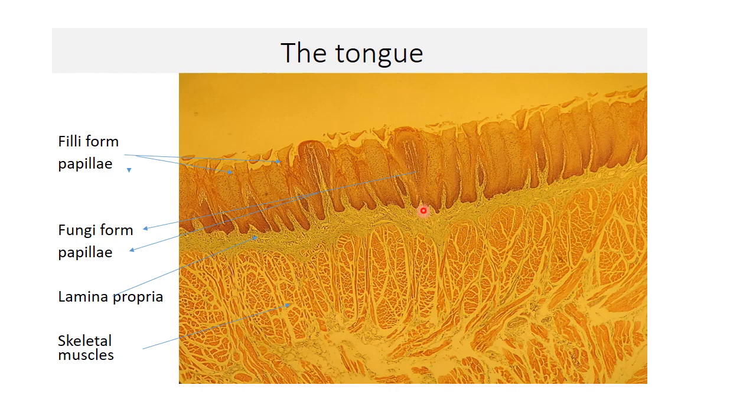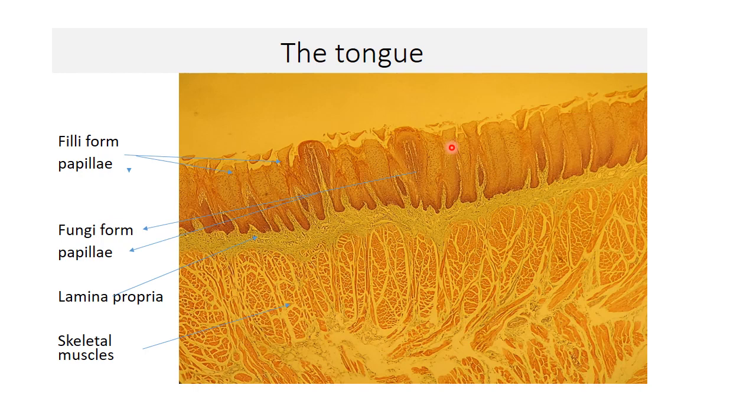In the upper surface of the tongue, as I said, there is the stratified squamous epithelium with papillae. Here you can see two types of papillae. First, numerous thread-like papillae with cornified tips. They are called filiform papillae.